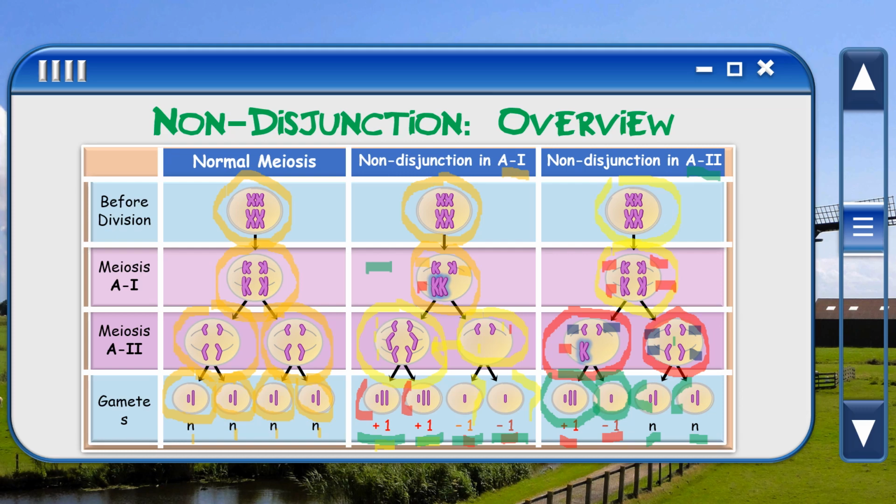So here you find that only 2 cells have been affected. This one has been affected and this one has been affected. But when you go the other side, this one is not affected and this one is not affected. So these ones are 2 normal. So the only ones that have been affected are only 2. That's why we say that if non-disjunction occurs in anaphase 2, it is going to only affect 2 of the 4 daughter cells.